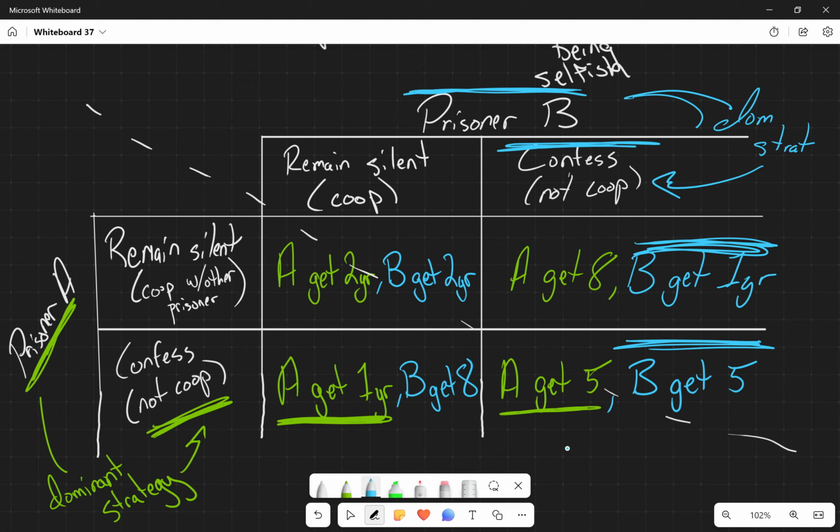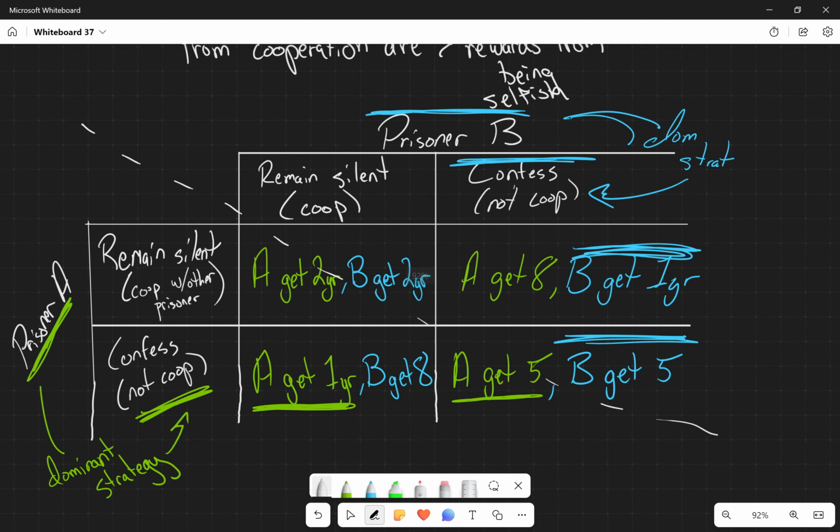So the best collective solution is for both of them to remain silent, but the incentives are such that both of them have dominant strategies to confess. And so without any enforcement mechanism, despite the fact that remaining silent is going to be the best outcome for both of the players, we're going to end up at this outcome down here. Which brings us to our second terminology of game theory that we're going to talk about today, which has to do with a Nash equilibrium.